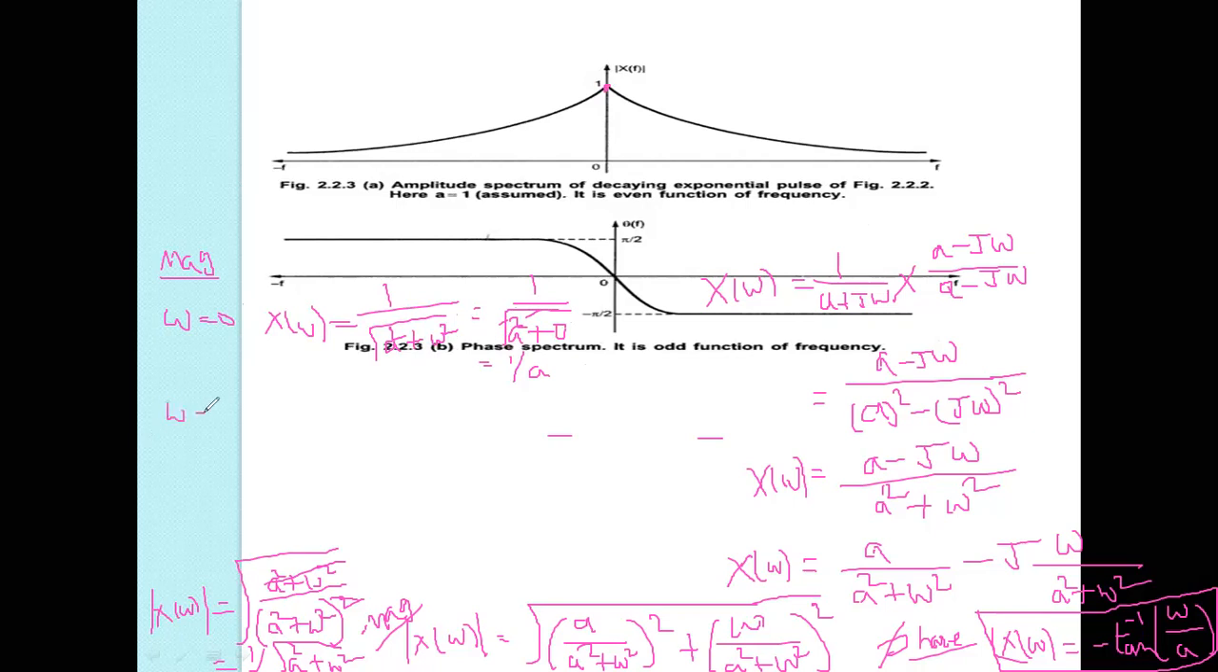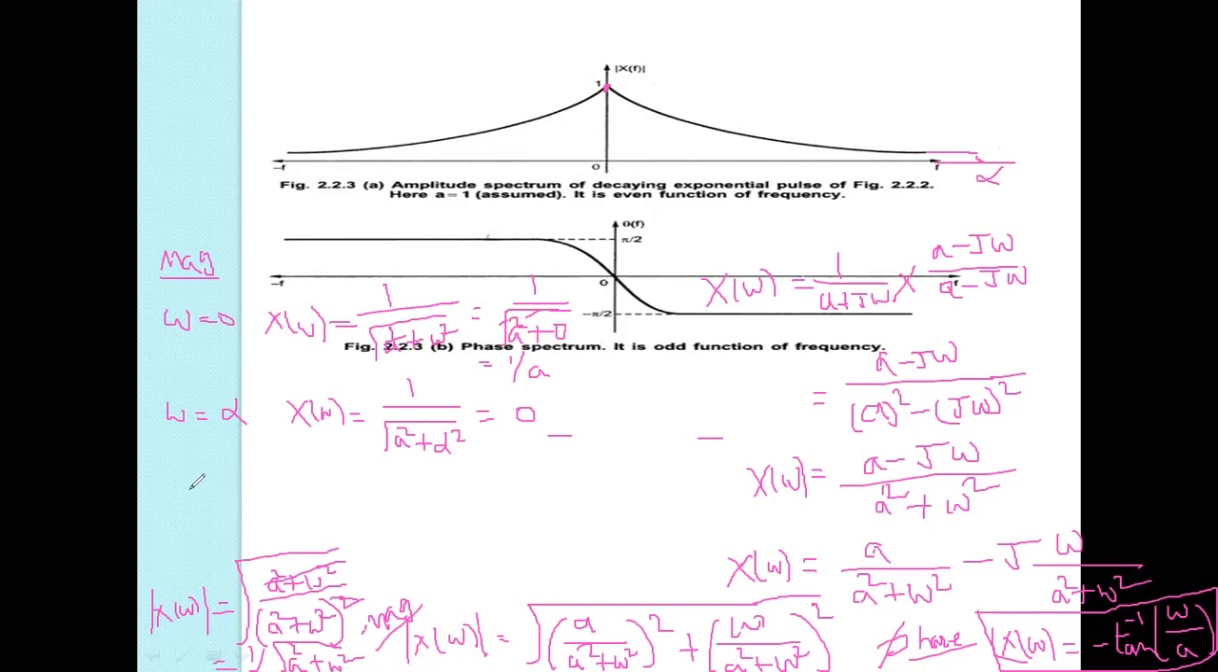And at omega is equal to plus infinite, X of omega is equal to 1 by under root of a square plus infinite square. Infinite plus anything is infinite, and 1 by infinite is 0. What is 1 by infinite, my dear students? It's 0. Slowly it decreases and finally at plus infinite it becomes 0.